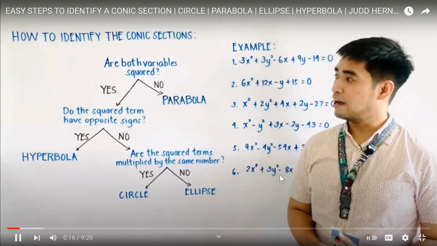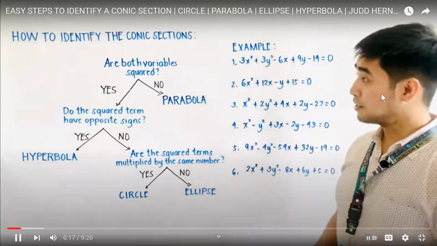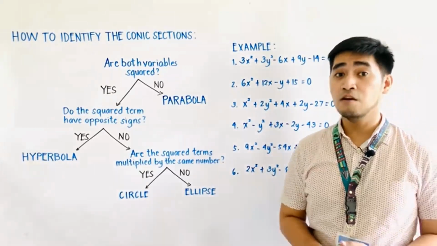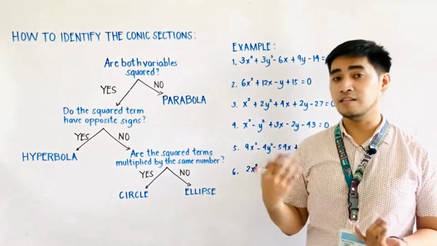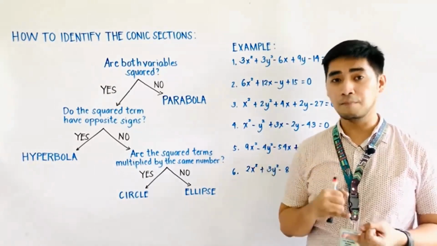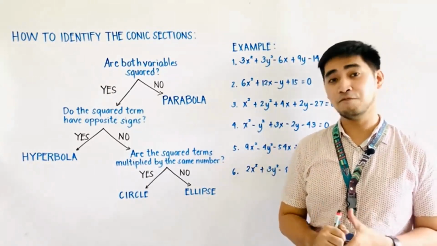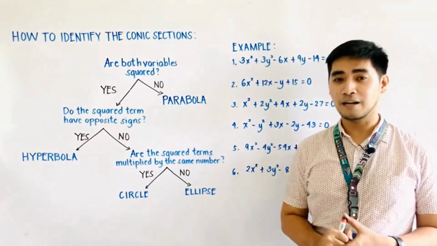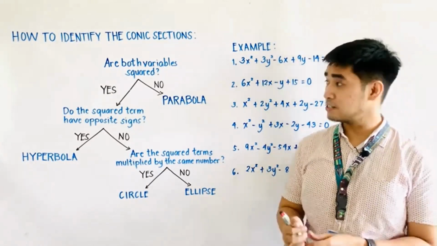So I have here the guide on how to identify different types of conic sections. And this guide is very easy and comprehensive for you to find out what the equation is, if it is a circle, a parabola, an ellipse, or hyperbola. So again, we have four types of conic sections, namely circle, parabola, ellipse, and hyperbola. So this is our guide.